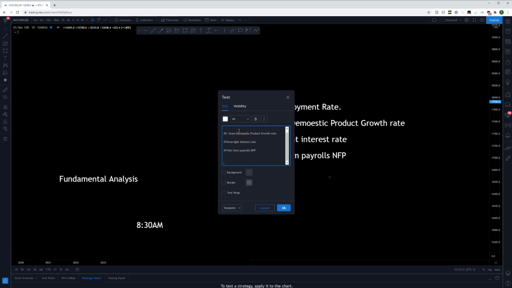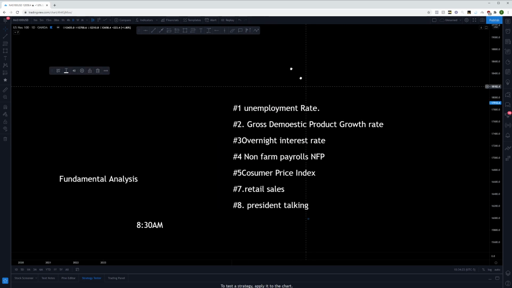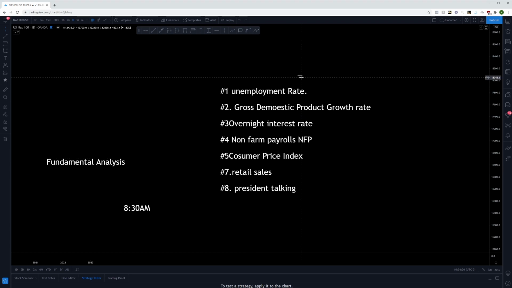Let's see what else is there. Consumer price index. Number 7 could be retail sales. Number 8 could be the president talking. So stuff like this are things that are gonna pretty much impact whichever currency you have really heavy. So that's pretty much the difference between fundamental and technical analysis.